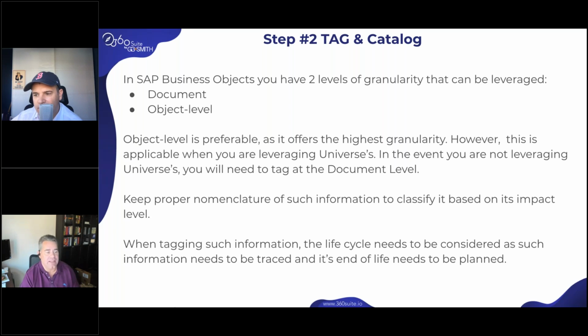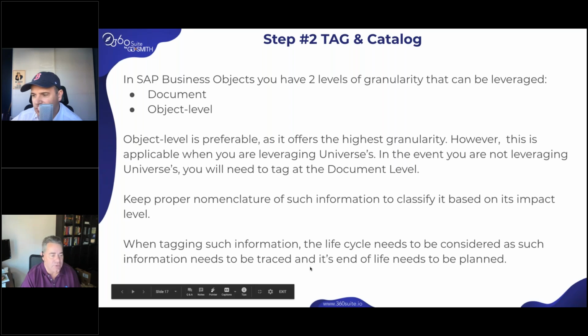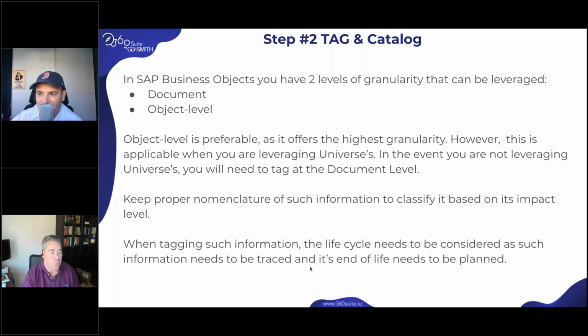In the event that you're not utilizing a Universe, then you have to go back to the document level, which isn't a bad thing. It's just going to be a little bit higher. It's not going to be as low a level of granularity as within a Universe.